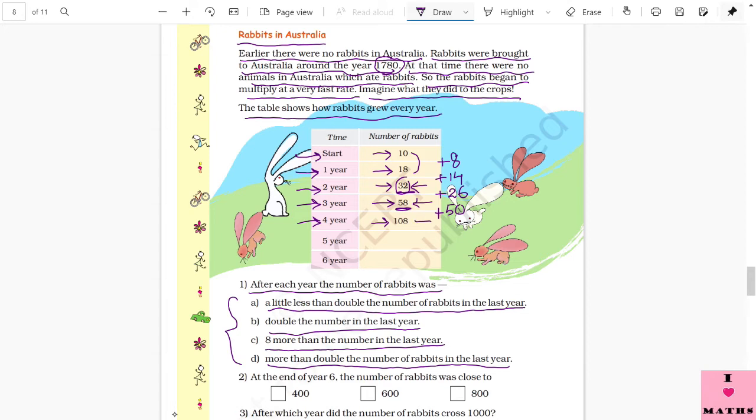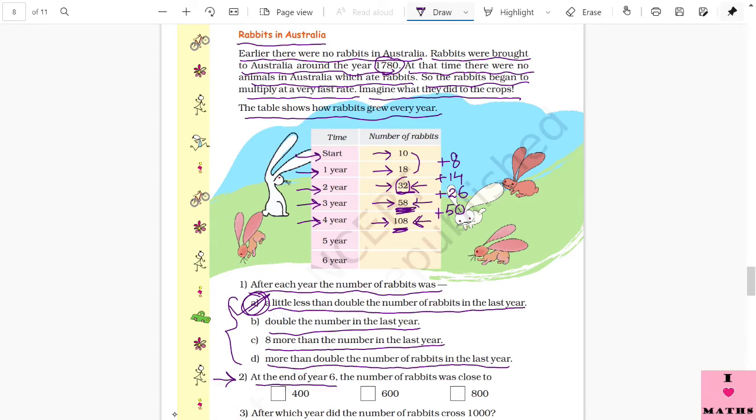Okay, fourth year, the number of rabbits was 108, and double of 58 should be 50 plus 50, 100, and 8 plus 8 is 16. So 116 is double of 58, and 108 is slightly less than 116. So A is the correct answer. Okay, now let us go to question number 2.